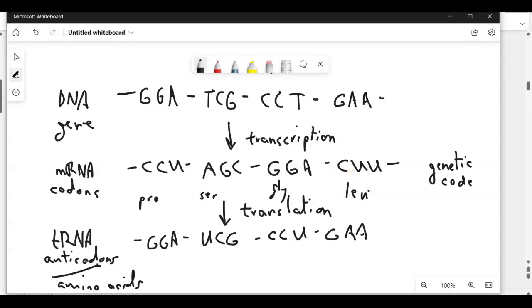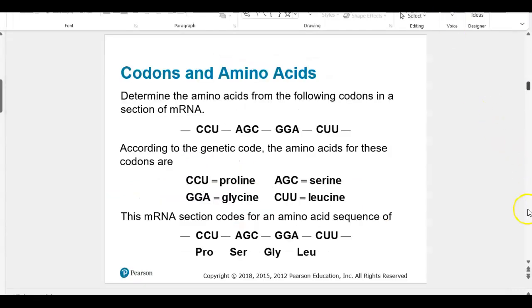This is a lot to keep track of, and I'm putting this up here just to let you know that it is a lot to keep track of. The codons, what's in the genetic code, are going to be the codons in the messenger RNA. So what's in the gene is going to be transcribed to that, and then the transfer RNA is going to carry the amino acids in, and they're going to be turned into proteins. All right, so we go on here.